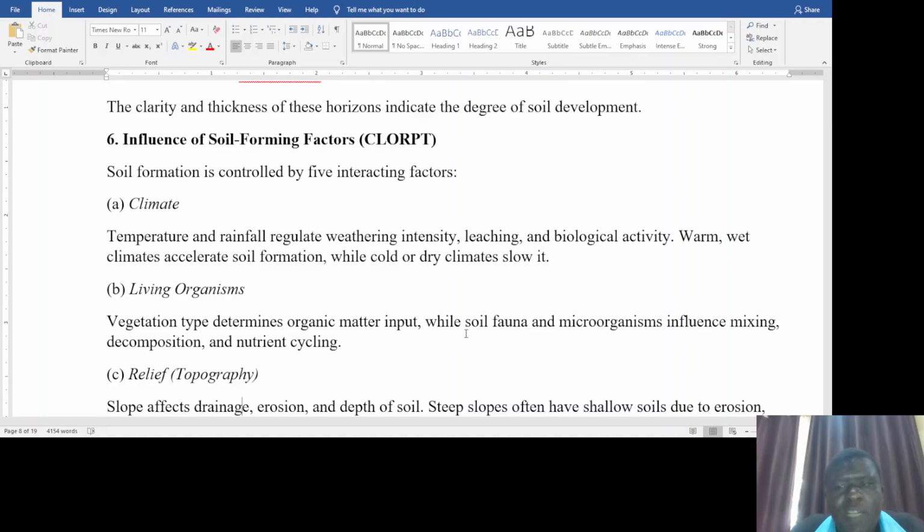Climate can be described as warm and wet, cool and dry, and such. However, the warm and wet climate accelerates soil formation faster, while the cool and dry climates slow it down.